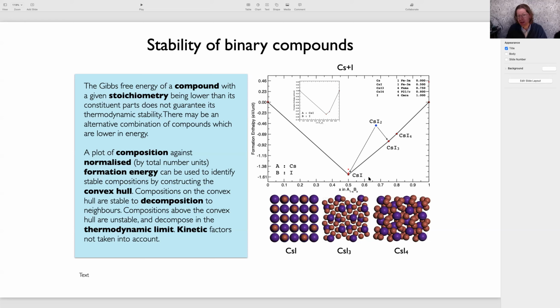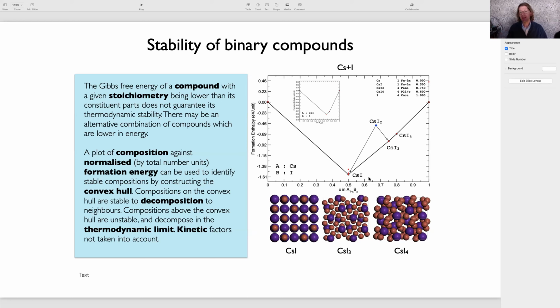compositions and structures. And then what you plot is the so-called normalized formation energy. So this is an important point. It has to be normalized. You have to divide the formation energy by the number of components that went into it. So in the case of an element, cesium, you calculate the formation energy of cesium, which is cesium minus 1 times cesium minus 0 times iodine, and then you divide it by 1 because there was only one cesium in it. Okay, well, that was 0 anyway.